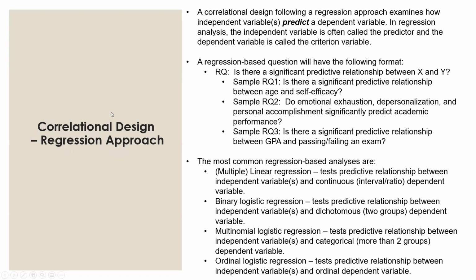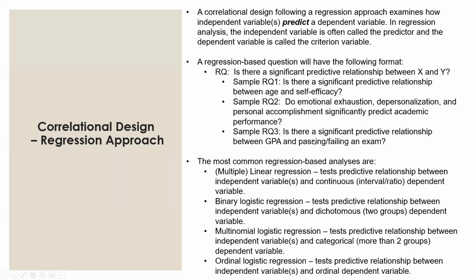So the other branch to a correlational design consists of using regressions. As I mentioned before, a regression is trying to predict a dependent variable, or a criterion variable is what it's called. So you'll see the word predict in the research question. Is there a significant predictive relationship between X and Y? I've given some examples here. There are many ways to phrase these. You can have one predictor and one outcome. You can have three predictors, as I have here. Emotional exhaustion, depersonalization, and personal accomplishment. You can have three predictors at once trying to predict an outcome.